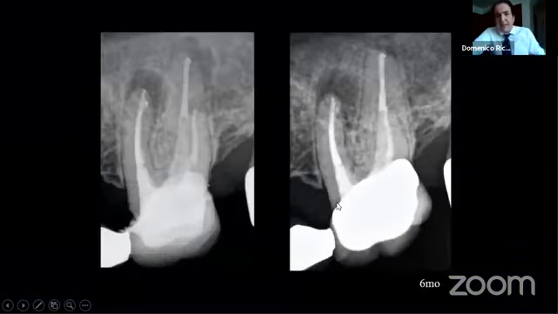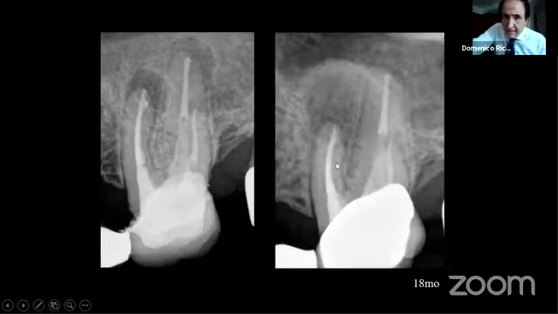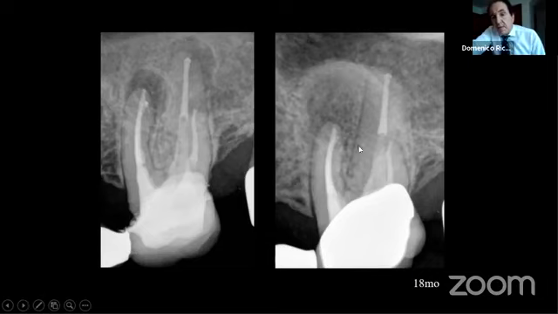And then Schilder technique. 6 months later, the lesion on the palatal healed. The lesion on the mesial root is still the same size, but the tooth was asymptomatic. 18 months, the mesial lesion is increased in size, and the tooth is symptomatic. So this is a failure. And this colleague asked me how to take the biopsy because now surgery is indicated. So we have a failure on the mesial root.